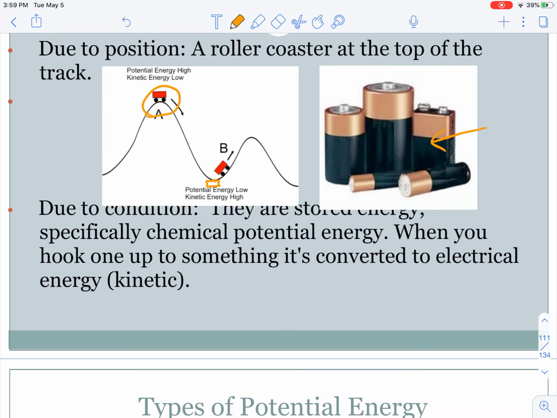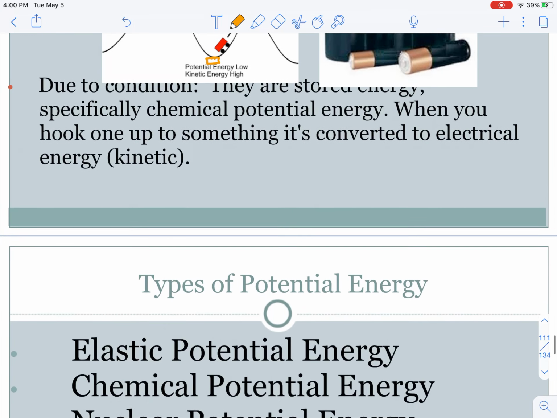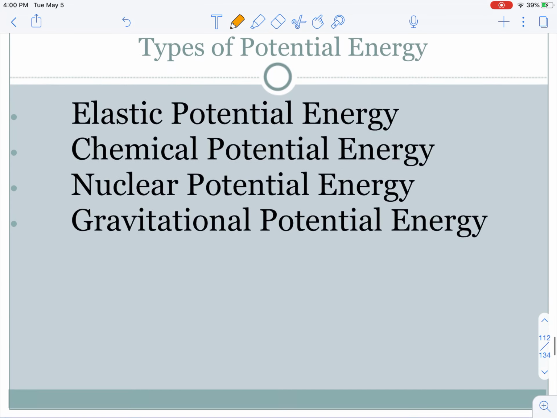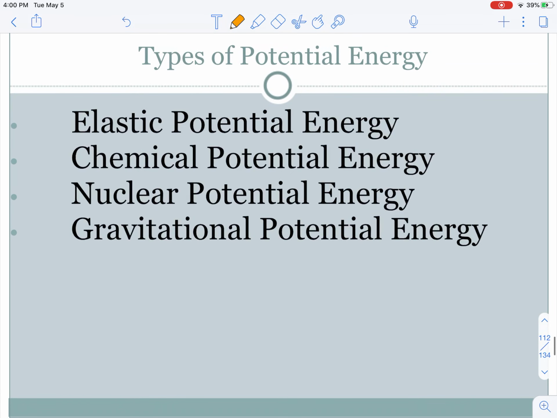So you've got a highest potential energy at position A. If you were at the very bottom, let's say, or right there, you would actually say you have zero potential. There's nowhere to go further down, okay?